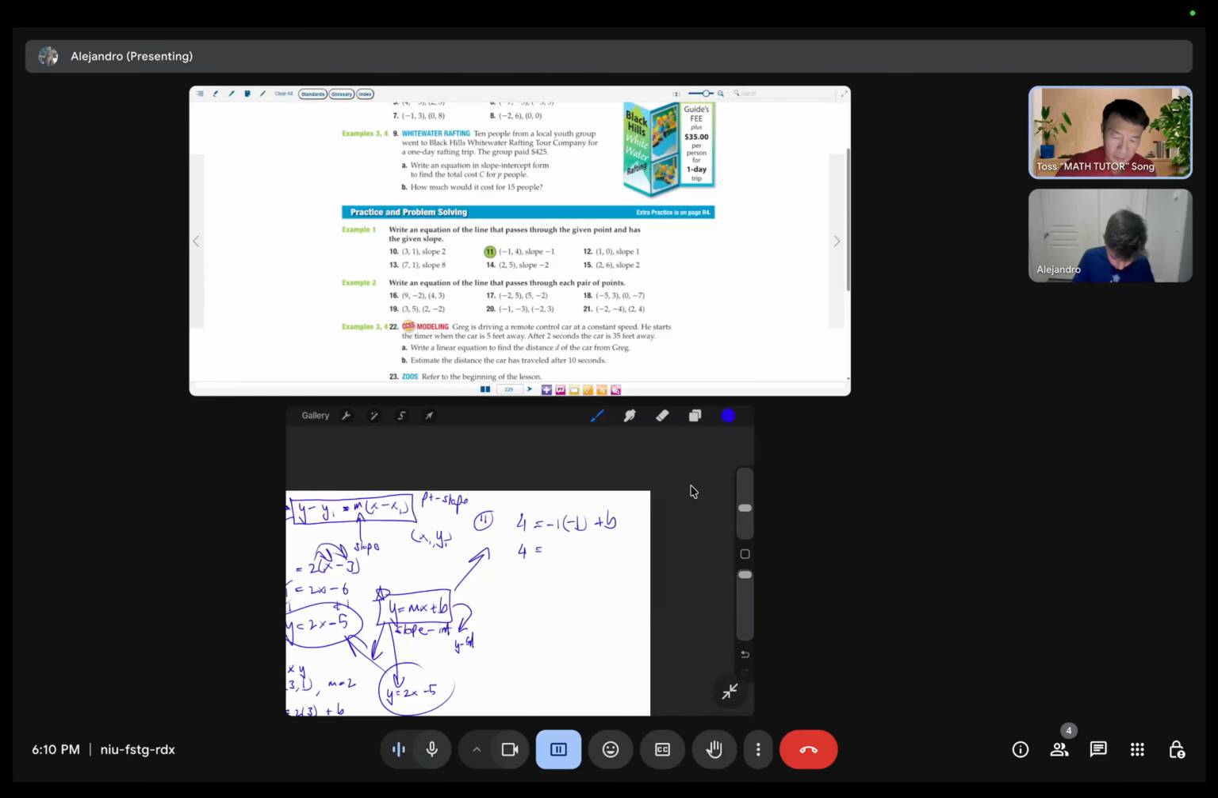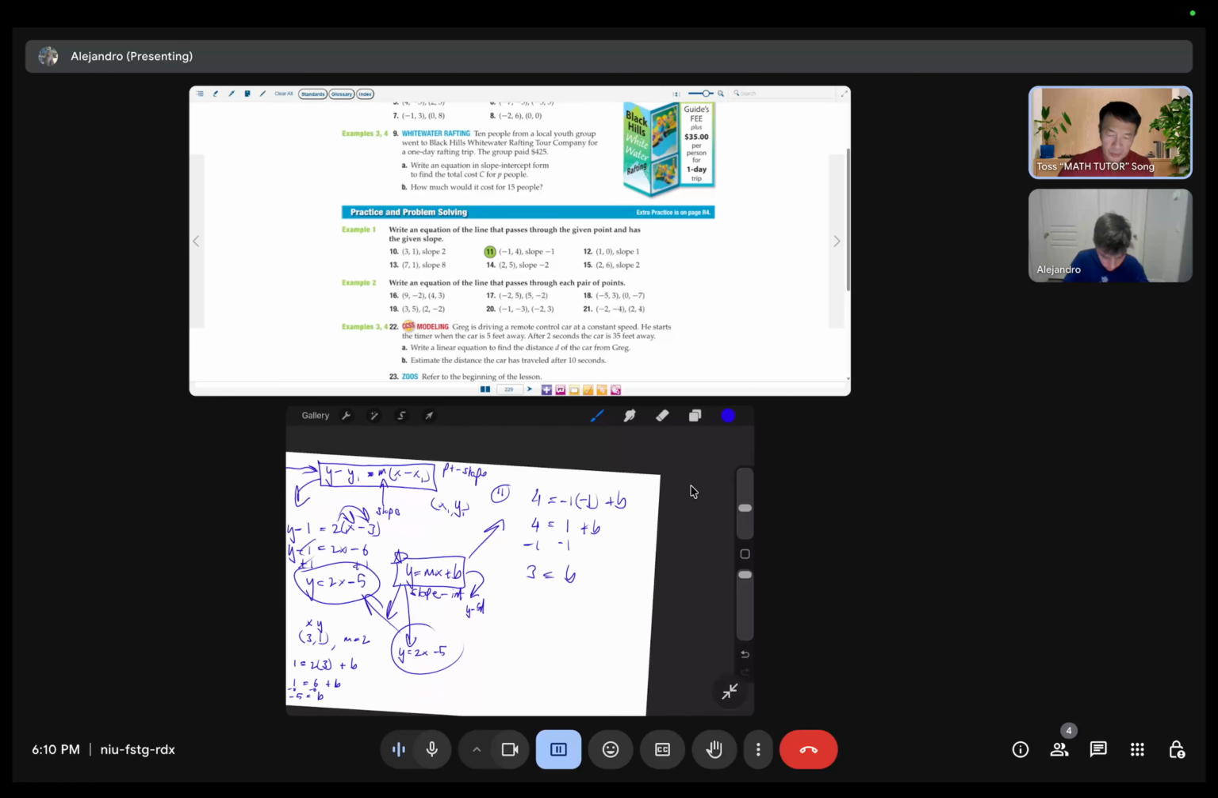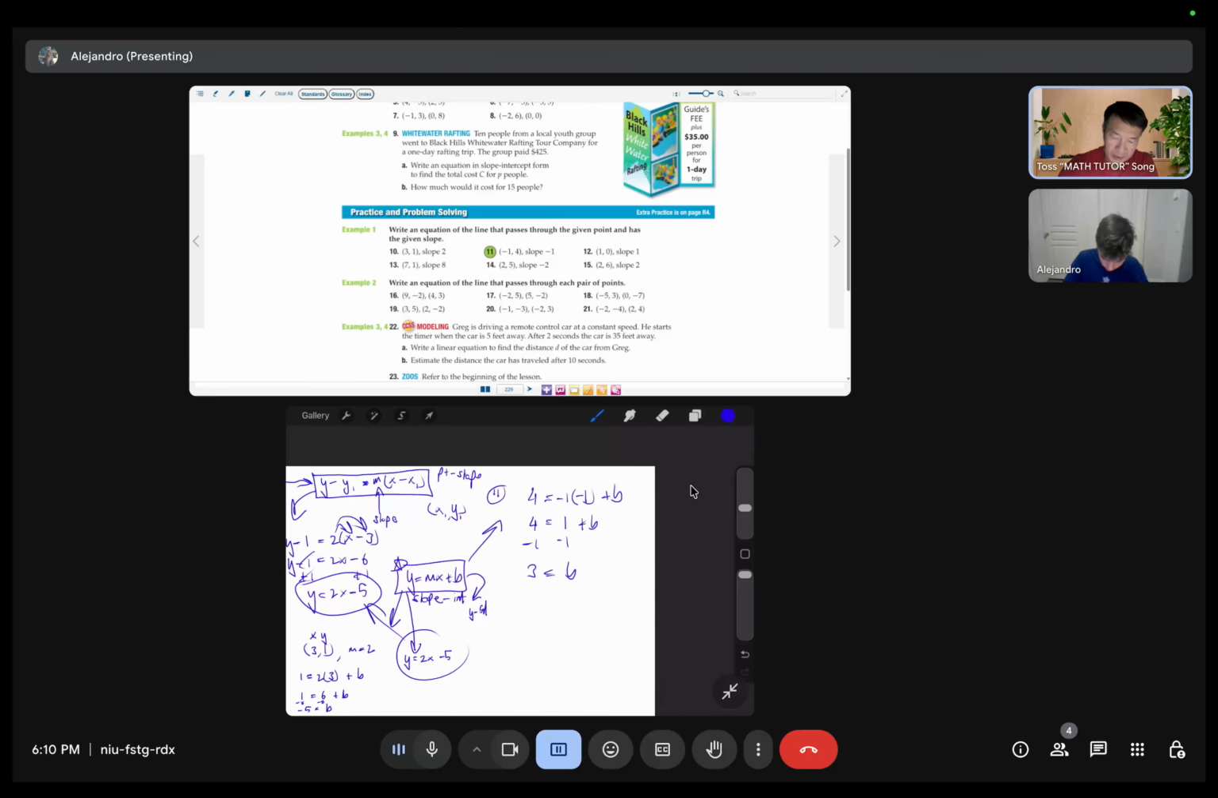Solve. So -1 times -1 is going to be +1, plus b. Subtract both sides by 1. Your b is now going to be 3. And then reuse that b. You back substitute the b and the m, leaving the x and the y alone. The m is still -1, so I'll just write negative x. This is -1 right here. And then plus 3. So b is +3. There you go.